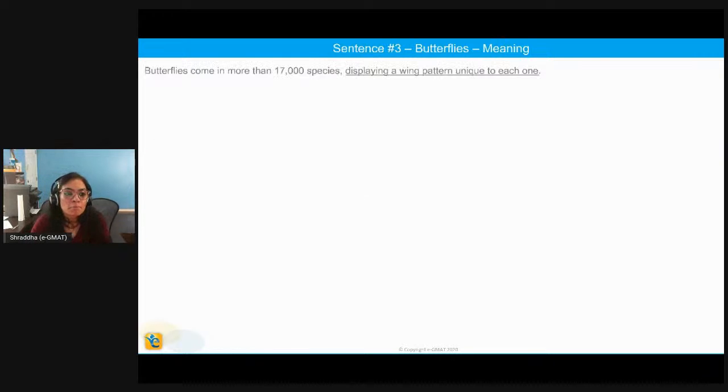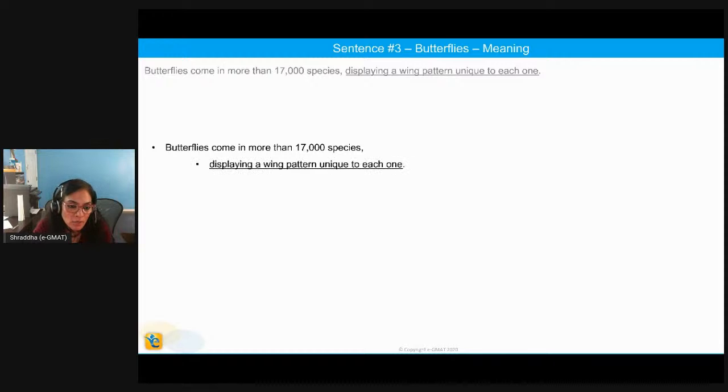All right. Butterflies come in more than 1700 species. Very simple to understand, nothing too complicated. Next part of the sentence says, displaying a wing pattern unique to each one. Okay. So, of course, we are talking about 1700 species of butterfly, and then we have comma plus verb-ing modifier that has been placed after a clause. So, it has been used as a comma plus verb-ing modifier, right?